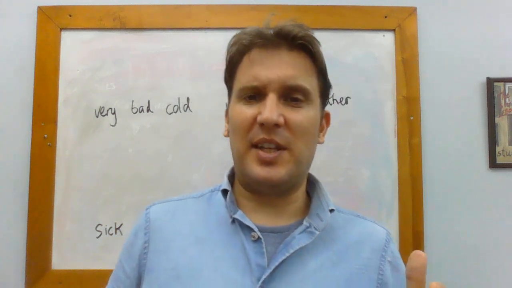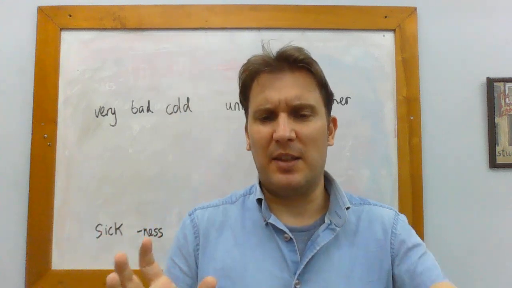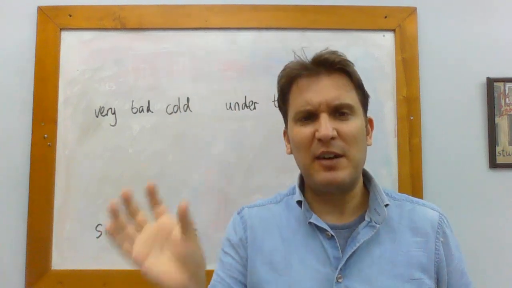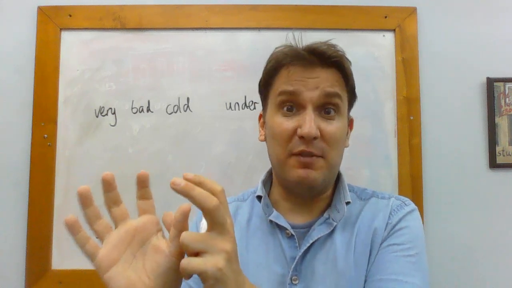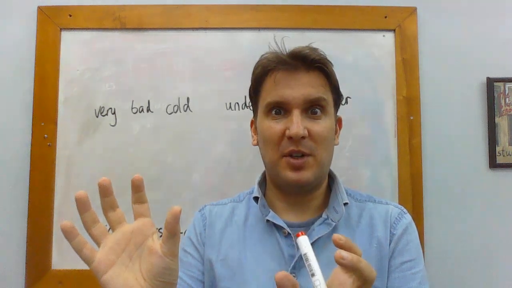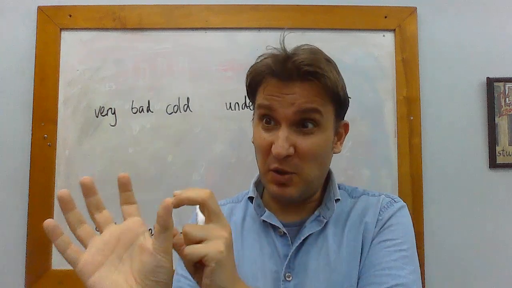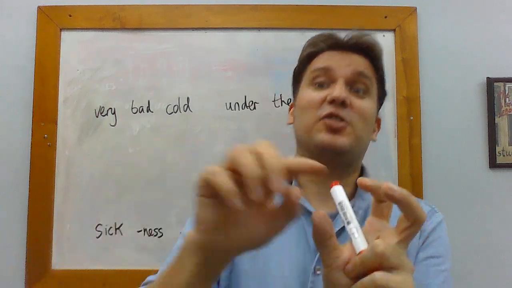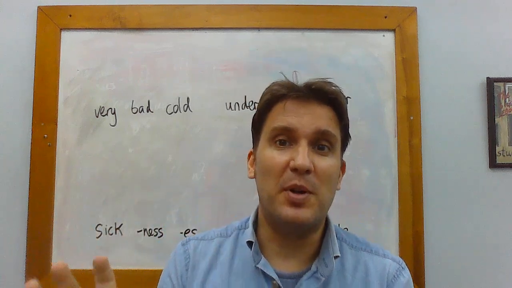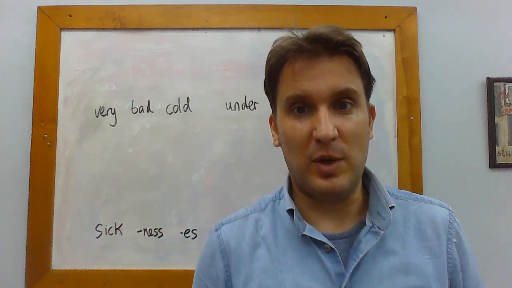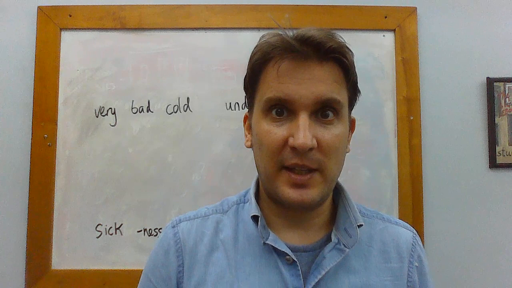So what I would suggest is, well, maybe very bad goes together. Why is that? Well, because the word very, that describes bad. And then those 2 words together, very bad, describes a cold. So those 2 words together, they describe the next word. So you put them together first, and then you put them together with the 3rd word, with the word cold.